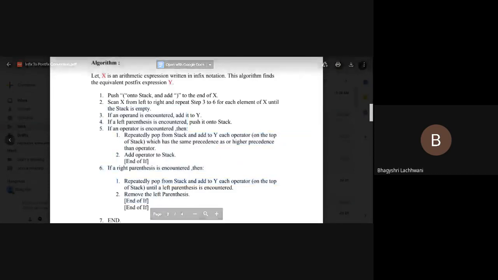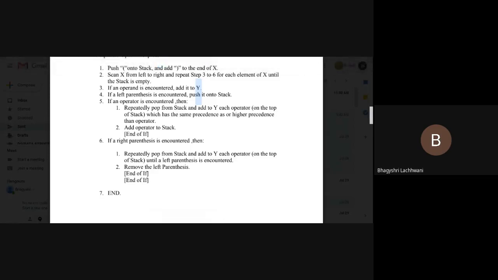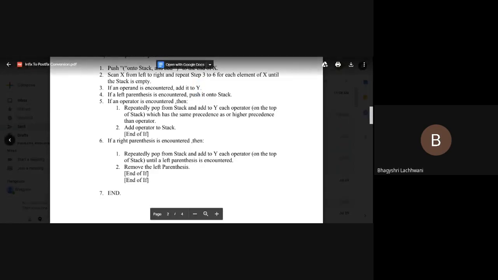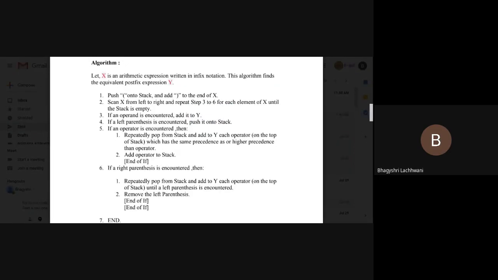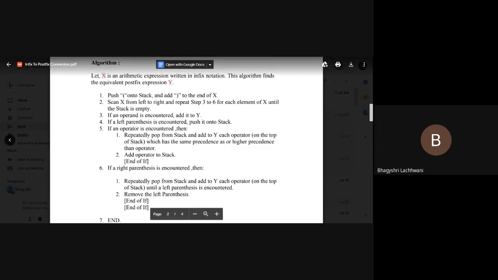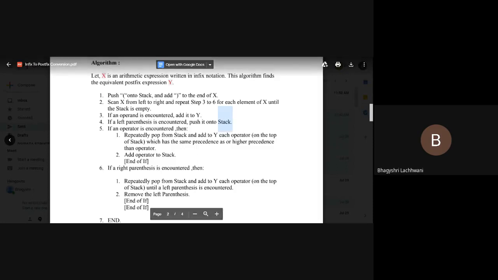Now, what are steps 3 to 6? We will see it. First, step number 3: if an operand is encountered, that means whenever an operand comes, there is no need for comparison. Directly add it to the postfix expression, that is y. Next rule: if a left parenthesis is encountered, just push it onto the stack. No need to add it to the postfix expression, y. Whenever a left parenthesis comes, just push it onto the stack.